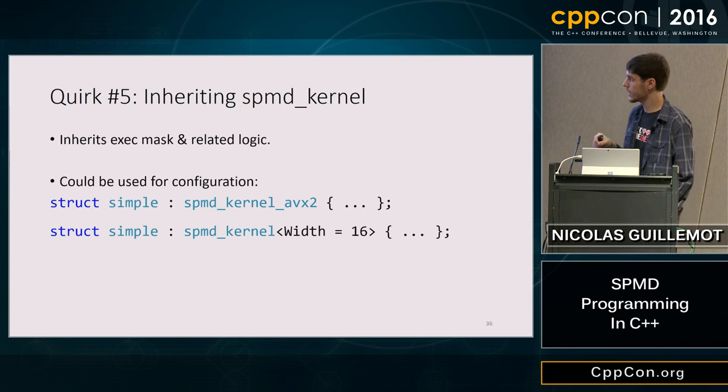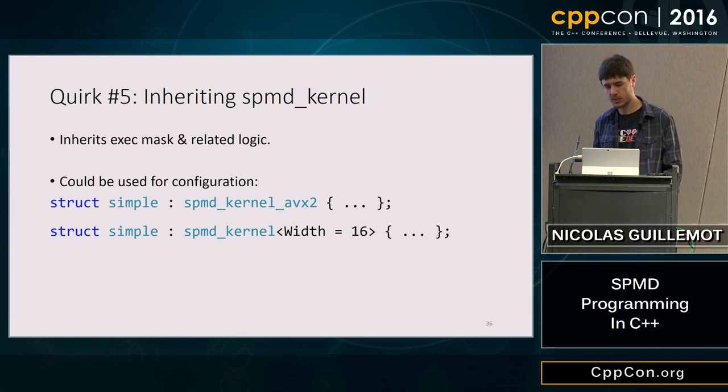Being able to say that this kernel should run with an emulated width of 16 could be pretty convenient. To give you an idea, if you're running an SPMD kernel that is supposed to pretend to be 16 wide, but the instruction set you're using only has 4-wide vectors, it means every operation is quadrupled. Every statement just happens 4 times. Other than that, I think that's pretty much it. So you probably want private inheritance in this case.